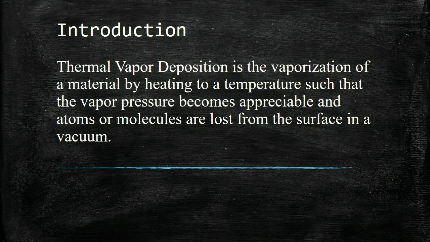Introduction. Thermal vapor deposition is the vaporization of a material by heating to the temperature such that the vapor pressure becomes appreciable and atoms or molecules are lost from the surface in the vacuum.